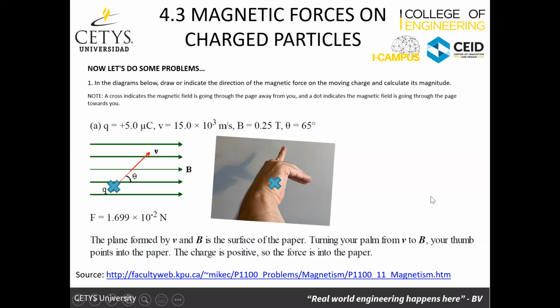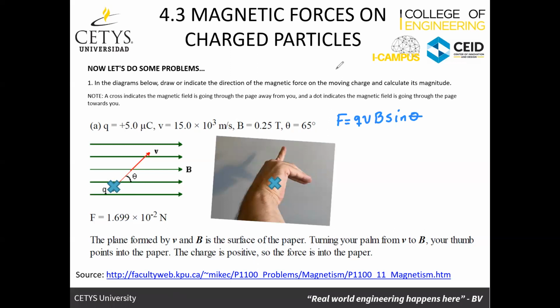And the fingers are the electric field. No, isn't it the magnetic field? Magnetic field. Yeah. And so, what was the fourth formula? I'm going to write that down here. So force for a charged particle is going to be Q, which is the charge, multiplied by the velocity, multiplied by the magnetic field, multiplied by the sine of the angle between the moving particle and the magnetic field.